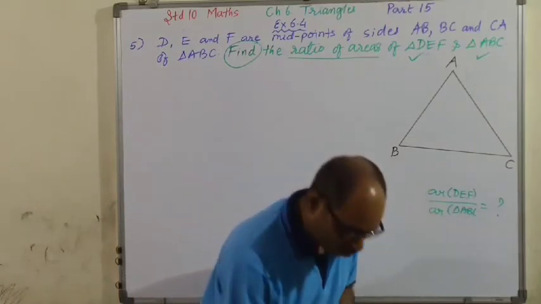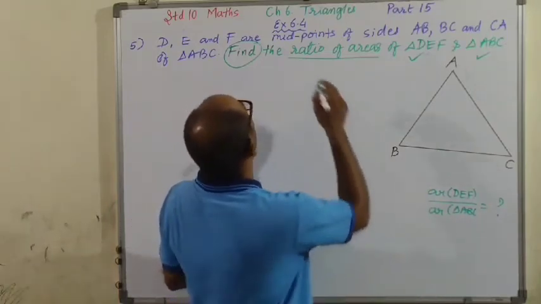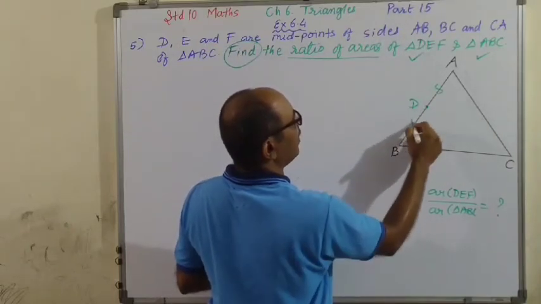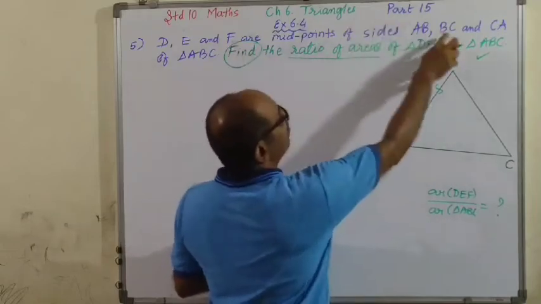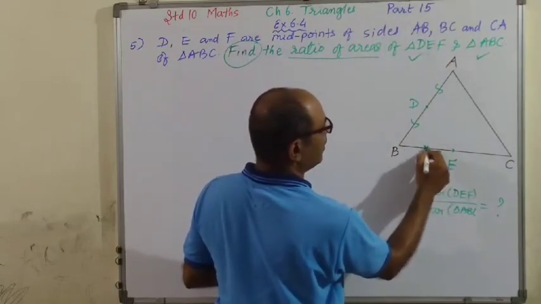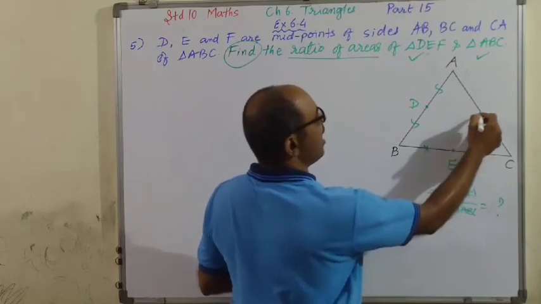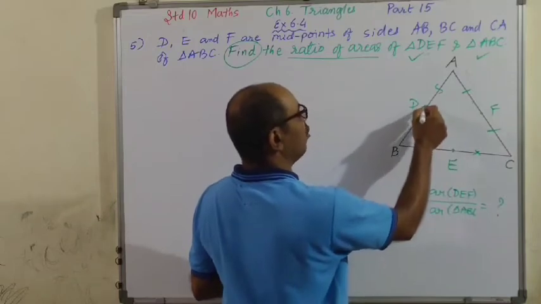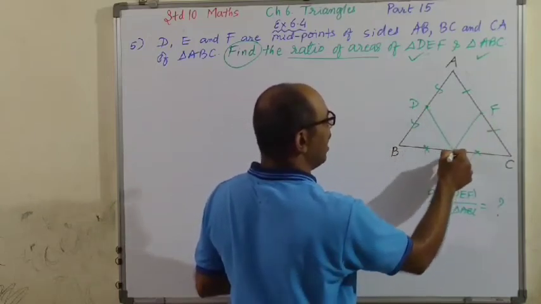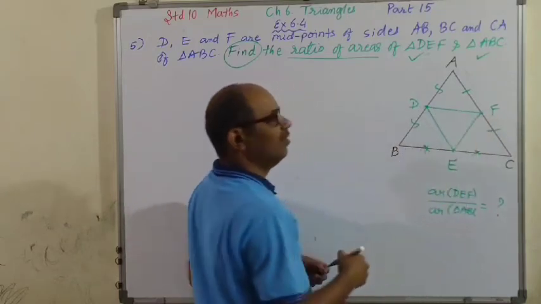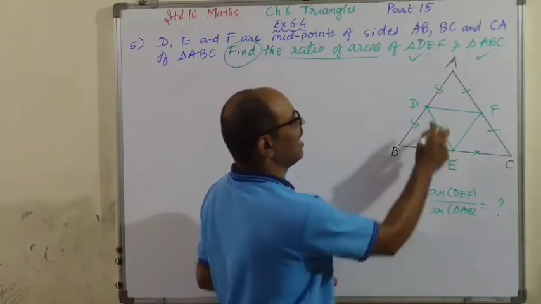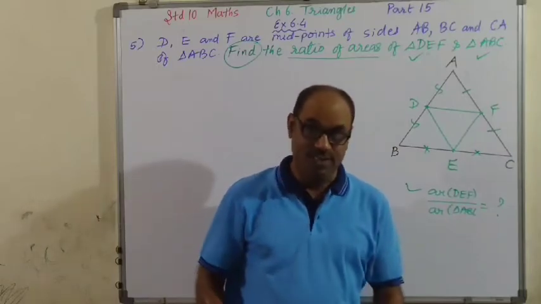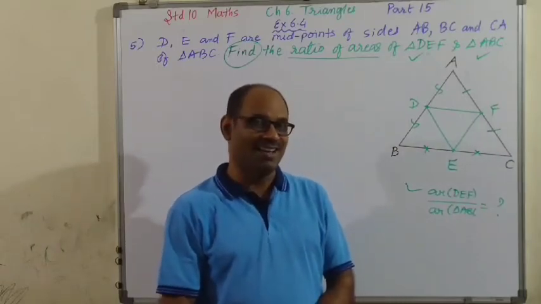Okay, before going to this, let me take the midpoint. D is midpoint of AB. So here, correct? AD equal to BD. E is midpoint of BC, so let me take E here. Correct? And F is midpoint here. Alright. So join DE, EF and DF. So this green triangle DEF upon black triangle ABC, we have to find the ratio of their areas.